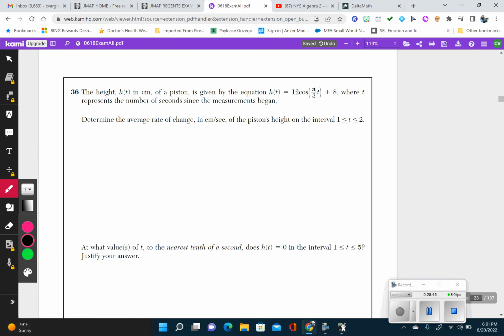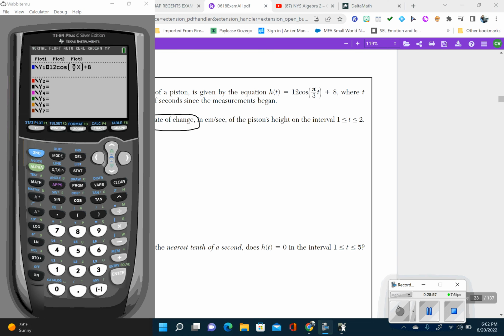Height, and so on. Okay, so average rate of change, perfect. I don't need to really do too much, even though this is this. So all I need to do is plug this into my calculator. So I'm going to do that. Pause. Okay, so I plugged it in. Everything is right there. Here's cos.